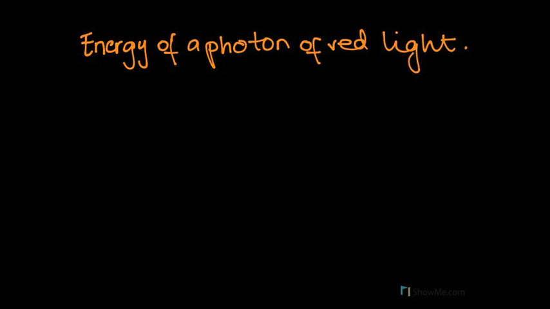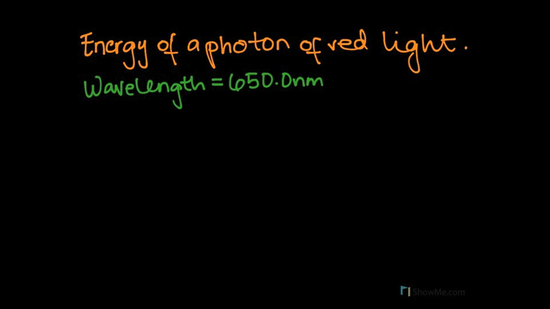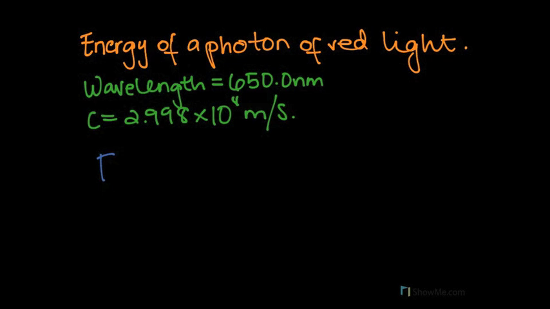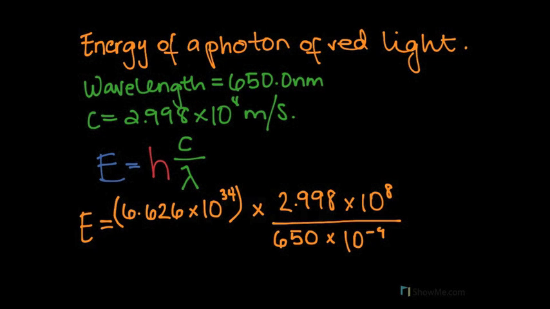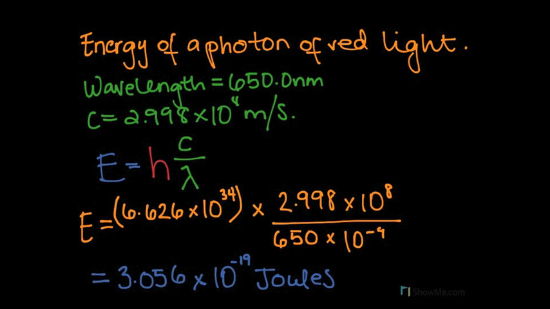In the first problem, we must determine the energy in joules of a photon of red light, correct to 4 significant figures, given that the wavelength of this photon is 650.0 nanometers, and the speed of light is, in this case, E equals h times c over the wavelength, which gives us the following. Thus, the energy of the photon is equal to 3.056 times 10 to the negative 19 joules.